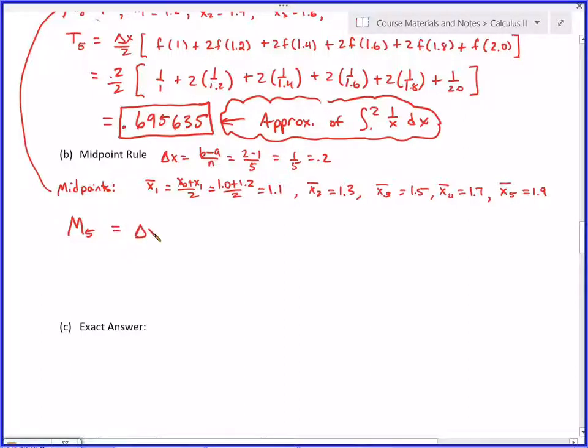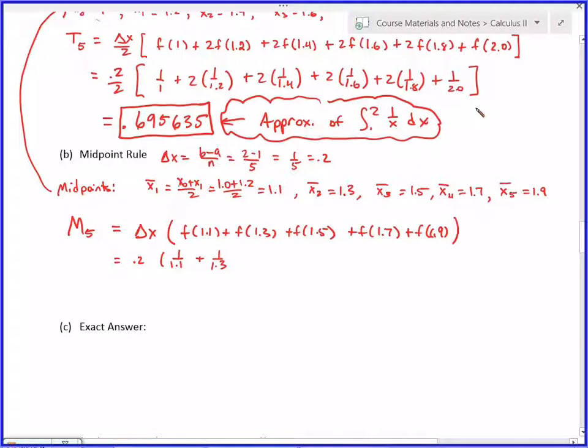M5 is now just delta x times f at x1 bar, which is 1.1, plus f at 1.3, plus f at 1.5, plus f at 1.7, plus f at 1.9. Remember that the midpoint formula is just the sum of the functions. All the coefficients are 1, and it's just times delta x. So that's 0.2 times 1 over 1.1 plus 1 over 1.3.